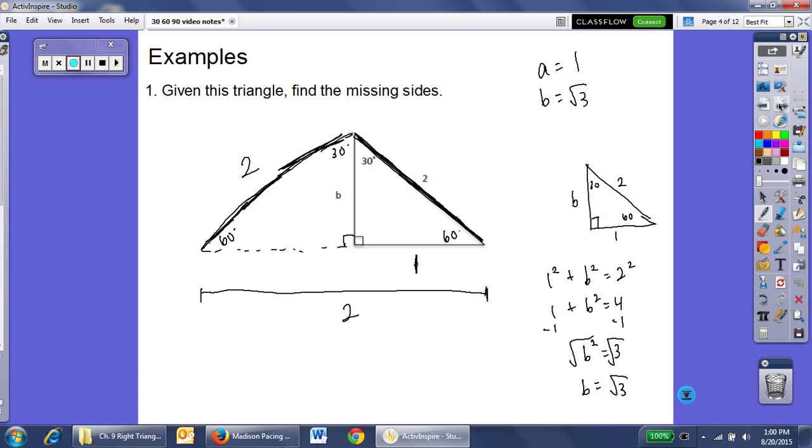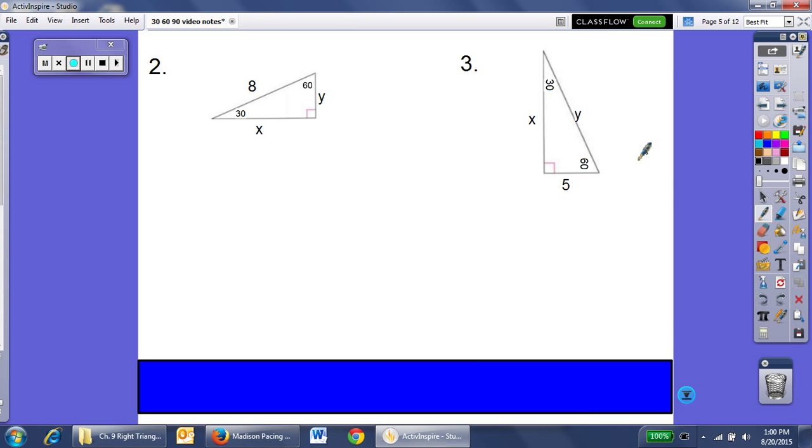Okay, let's do a couple more examples. So look at example 2. So we're given the hypotenuse again as 8. So we first need to create one big equilateral triangle by reflecting. So I'm going to find where my long side is. So my long side is where the X is. That means I need to reflect the triangle over just like this.